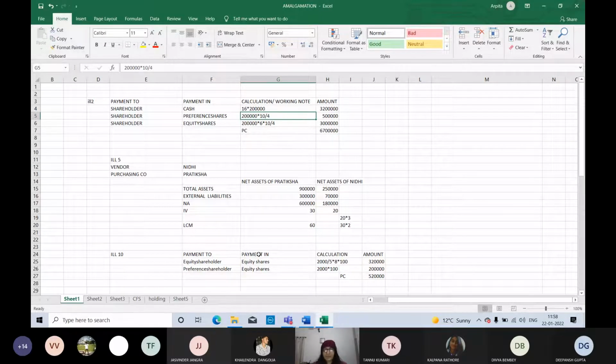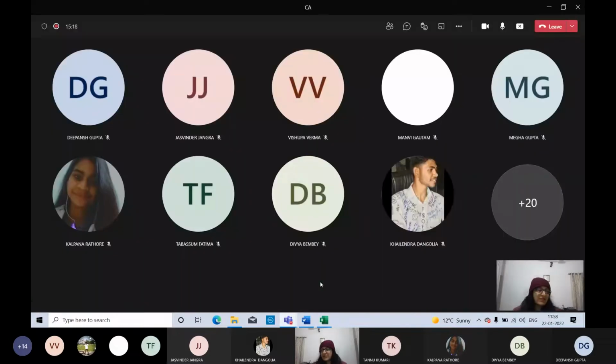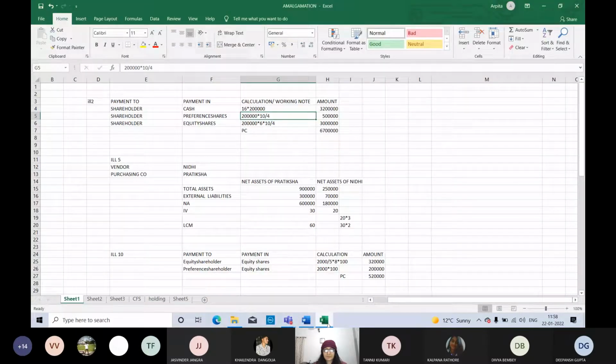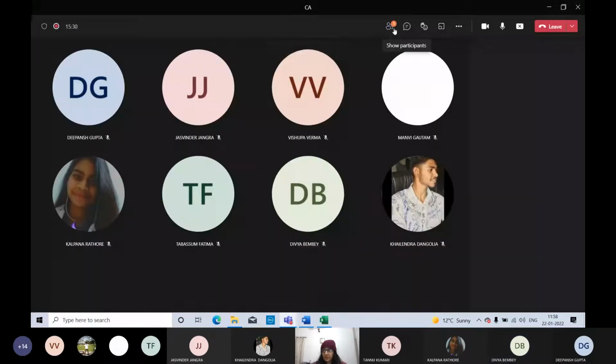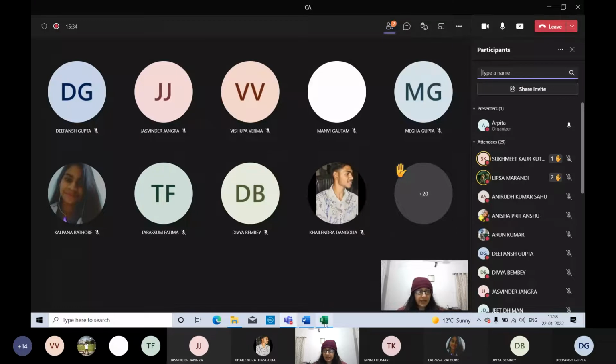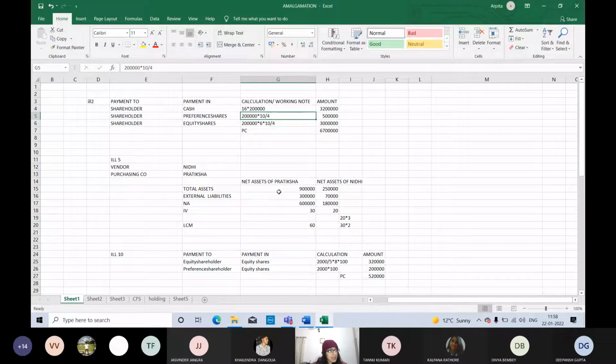Any question? If it is clear, please raise your hands. If there is a doubt, speak up. Divya, go ahead. No, ma'am, it's clear. So I guess everyone is clear about it. Meet is also clear about it. Lipsa is clear, right?